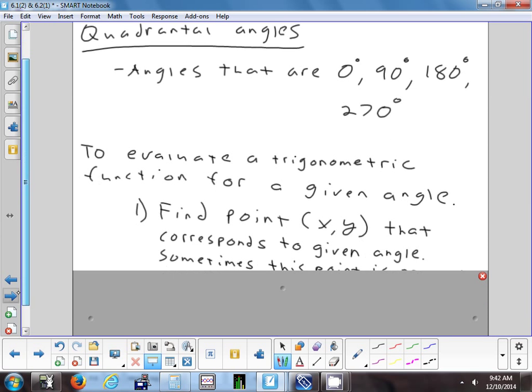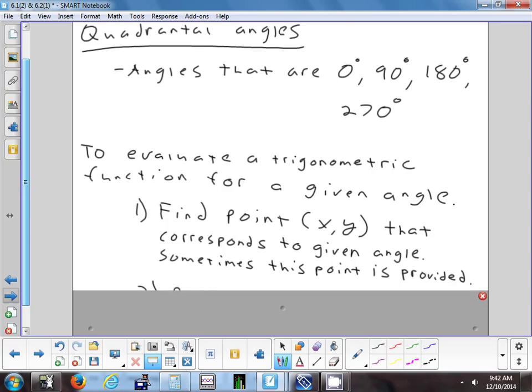Okay, and how do you evaluate a trig function for a given angle? Well, first thing you have to do is find the point that corresponds to the angle. And by corresponds, I mean if you were to draw in the arc, it would be where the terminal side of the angle hits the circumference. That's the point you're looking for.